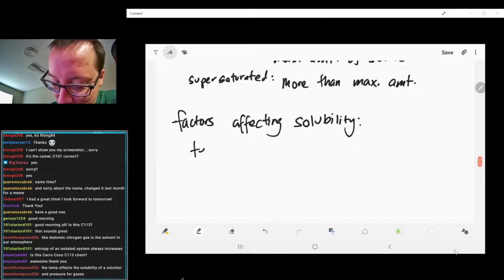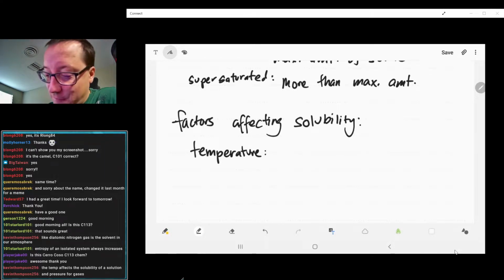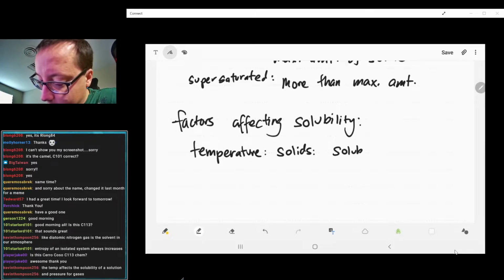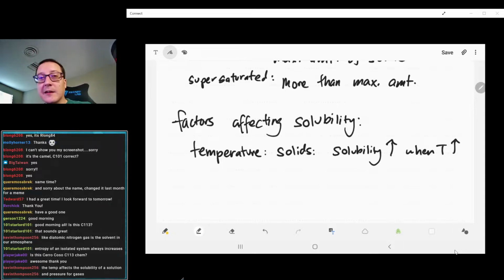All right. Temperature is going to be the first one we'll look at here. For solids, solubility goes up when temperature goes up. So you know that if you try to dissolve sugar in iced coffee, it's going to take a really long time, right? And maybe you're not going to get a huge amount to dissolve. But if you have hot coffee, it dissolves really quickly, right?